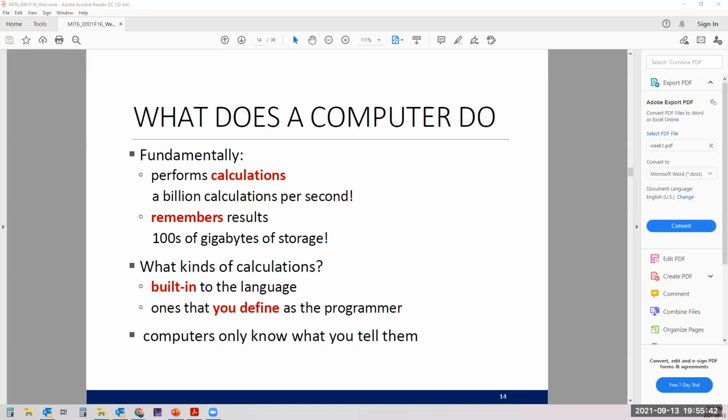What kind of calculation? We have two types of calculation. The one is built in within the computer, and the one you define using programming languages and codes.